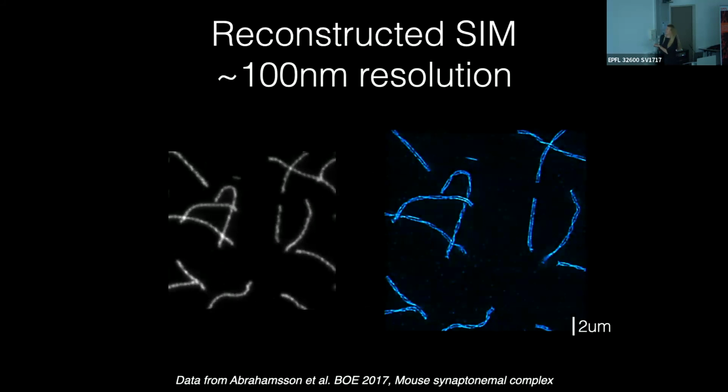This is my favorite data set ever. It's the synaptonemal complex of the mouse spermatocyte. So it's the two sister chromatin strands that are wrapping around each other, and they're about 100 nanometers apart. So you really cannot resolve this with wide field. But with SIM, you can just resolve it, and you can see how they turn around each other. So that's one of my favorite examples.